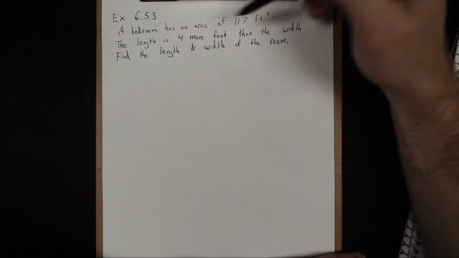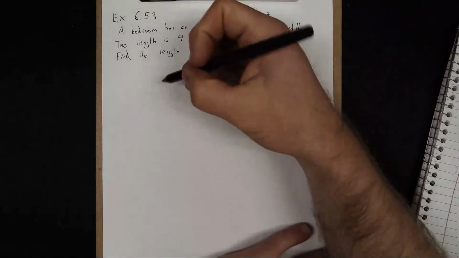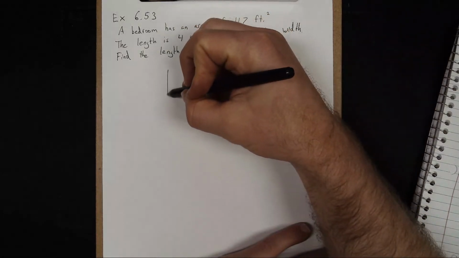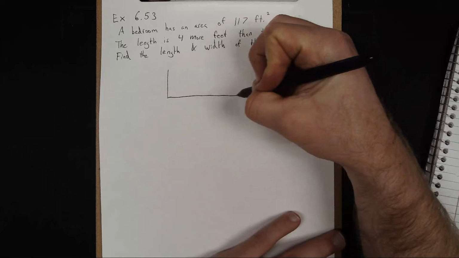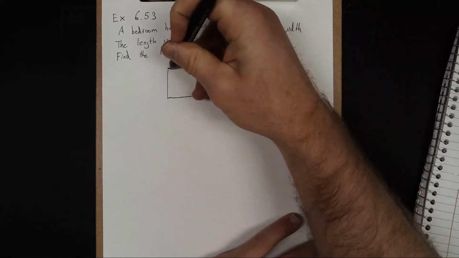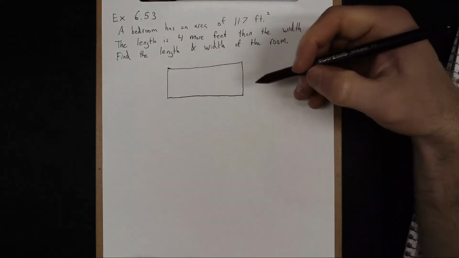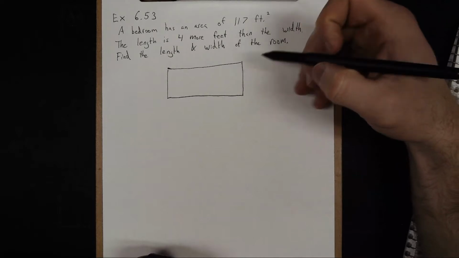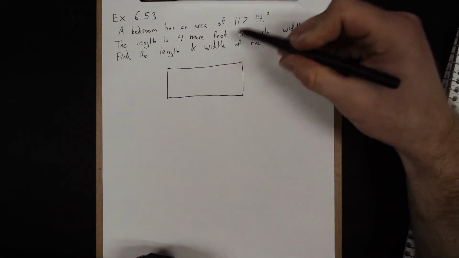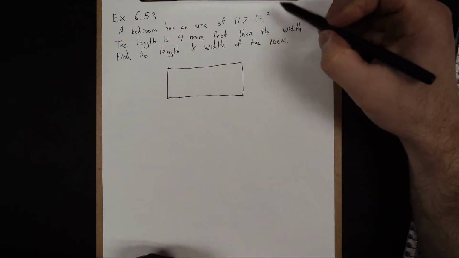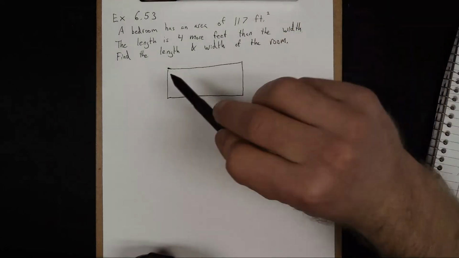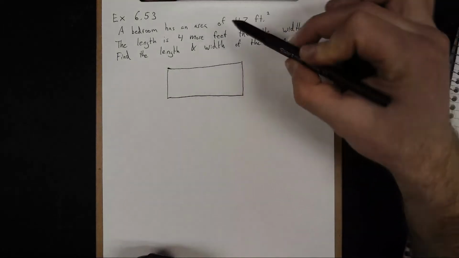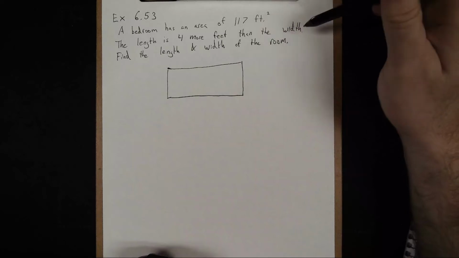Okay. So this bedroom has a rectangular shape, and I know that because that's what the book said. But you can assume that in a problem like this. Most rooms are rectangles or squares. So the area is 117 feet squared. Now the length is 4 more feet than the width.